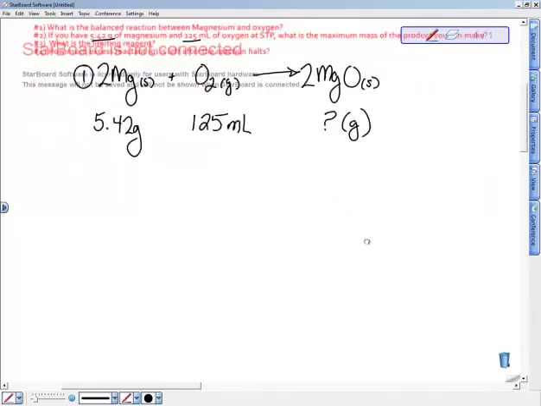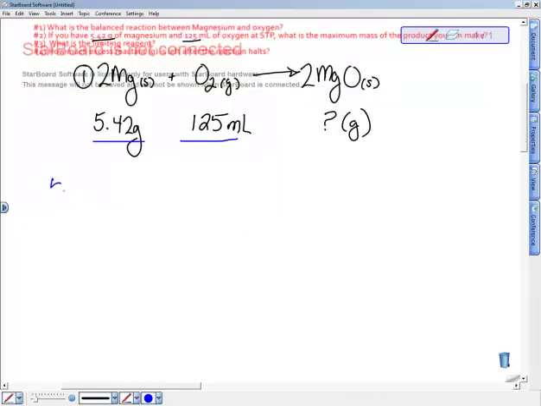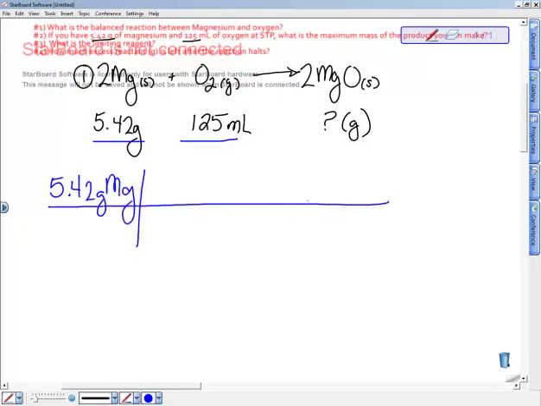All right, so typically on these limiting reagent problems, you're always going to be given 2 quantities, which means you have 2 setups to do. We are going to figure out with these 2 quantities just exactly how much magnesium oxide can be made with both of these quantities. All right, so here we go. Let's start with that 5.42 grams of magnesium.